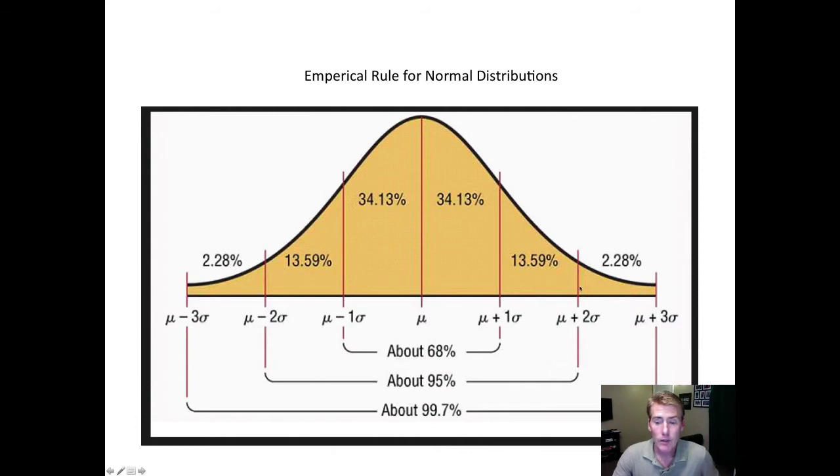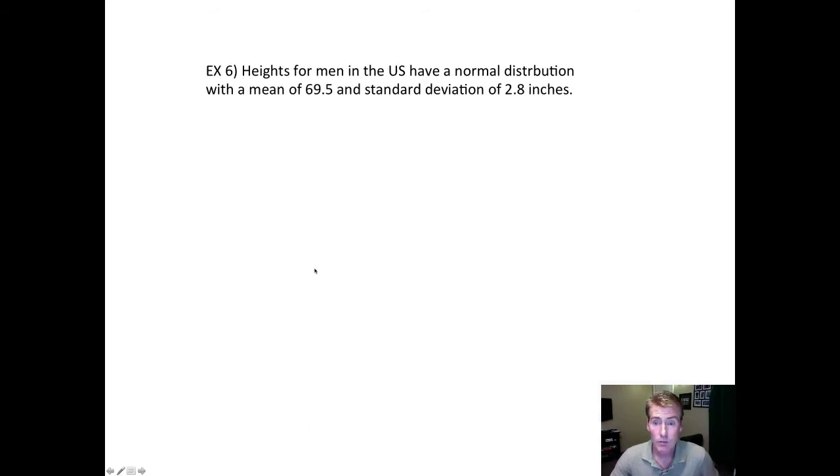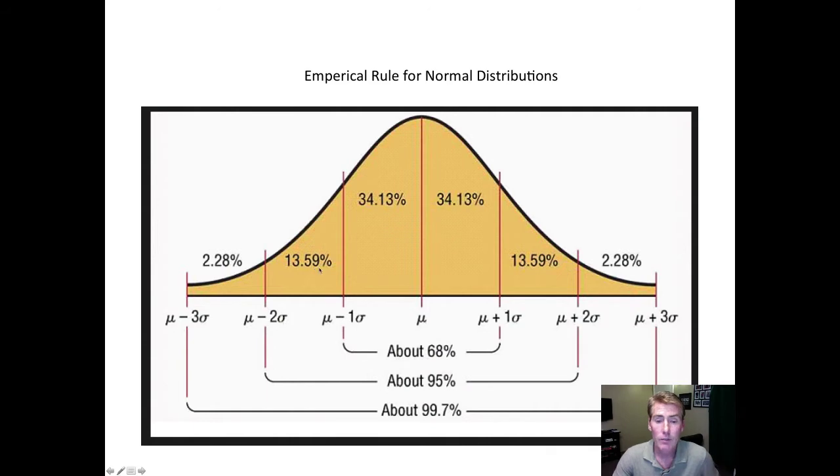Pausing right there, that means that if there's 95% between these two red lines for 2 standard deviations, how much is left for this tail? Well, if there's 95% in the middle, that leaves 5%. So that's going to be 2.5%, more accurately 2.28% and 2.28%. So very little chance to be over here or be over here.